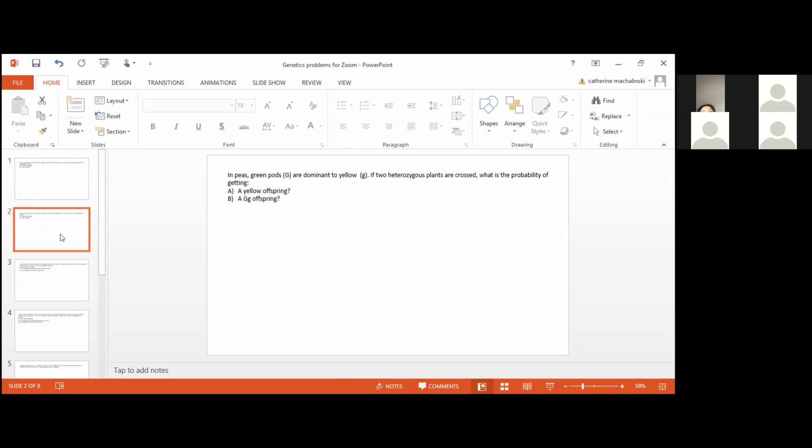All right, so here's another one. We have the same trait as before, green and yellow. This time we have 2 heterozygous plants being crossed. And again, what's the probability of yellow and what's the probability of big G, little g? So go ahead and take a minute to write out the genotypes of the parents, do your Punnett square, and tell me what you think the answers are.